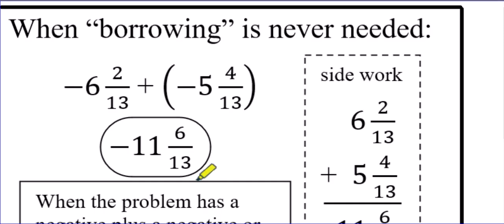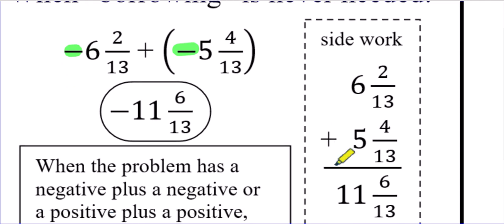Now, there is a situation where borrowing is never, ever needed, and that's if you're going to add the absolute values of the mixed numbers. Well, when would you do that? Obviously, if you have a positive plus a positive, you would be adding off to the side. And if you have a negative plus a negative, you're going to be adding off to the side. And when you add, never ever have to worry about borrowing.